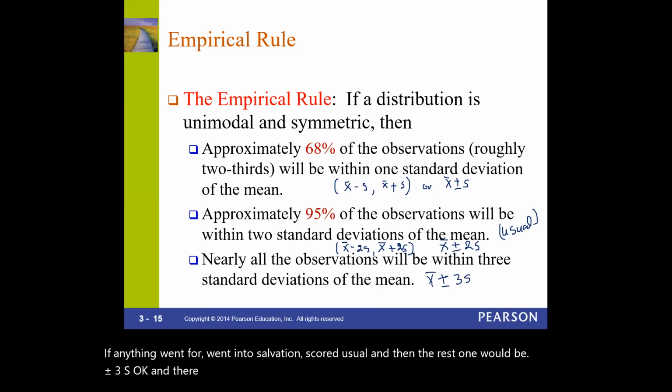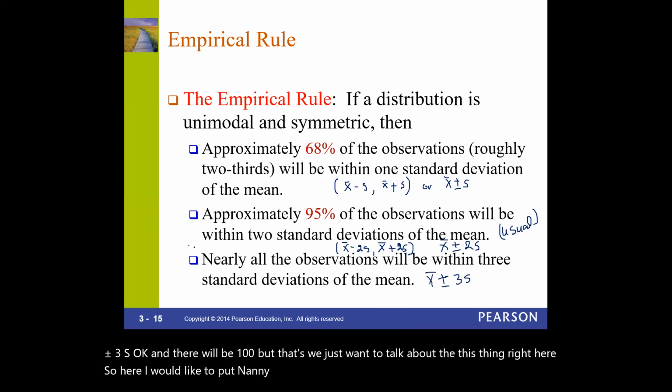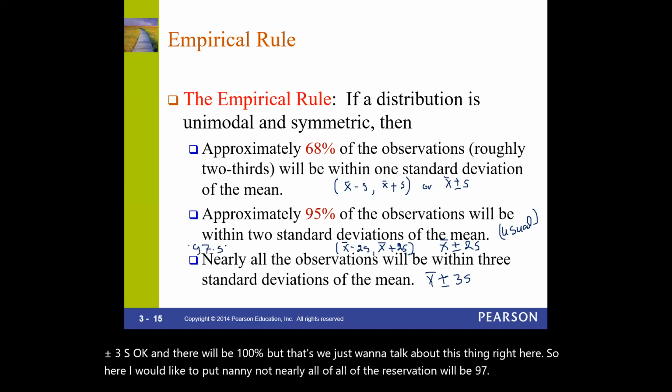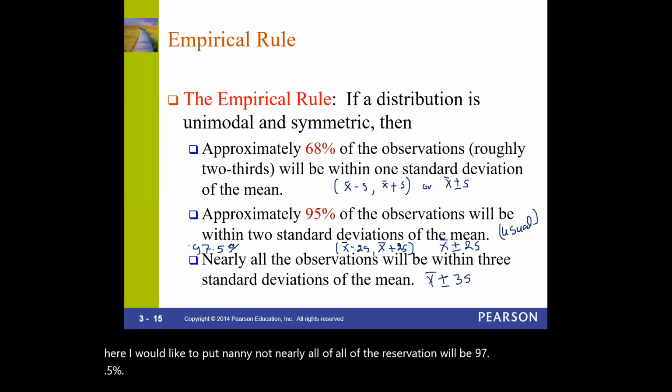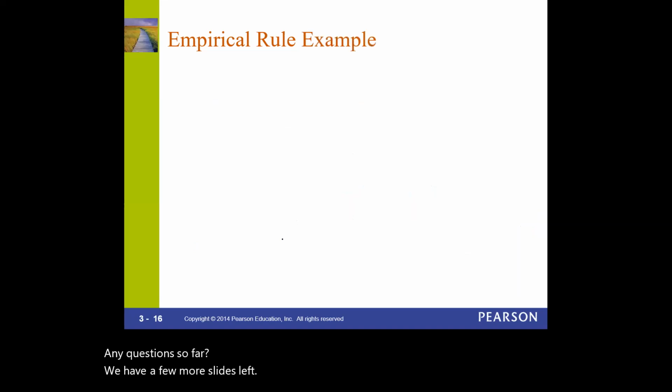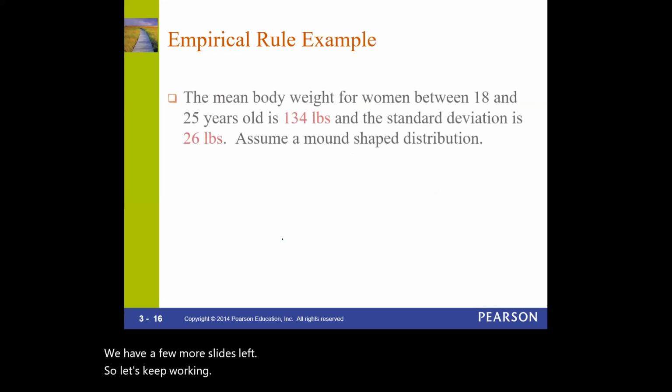But we just want to talk about this thing right here. Nearly all of the observations will be 97.5%. Okay, so that's what it is. That's the exact number for it. Any questions so far? We have a few more slides left, so let's keep working. This is an example.